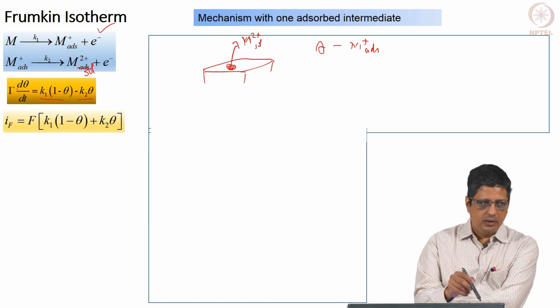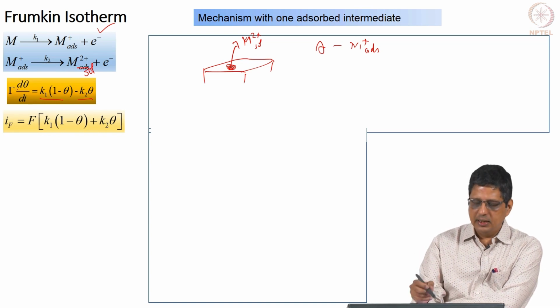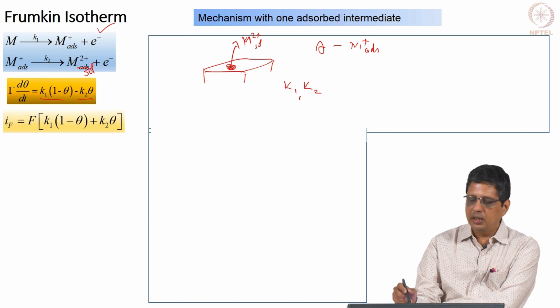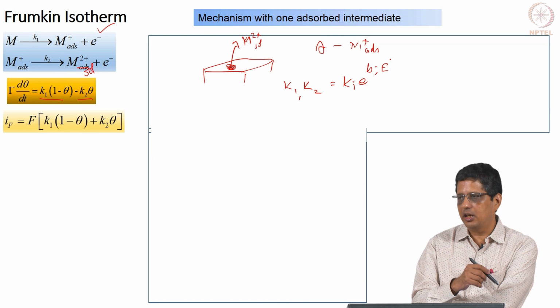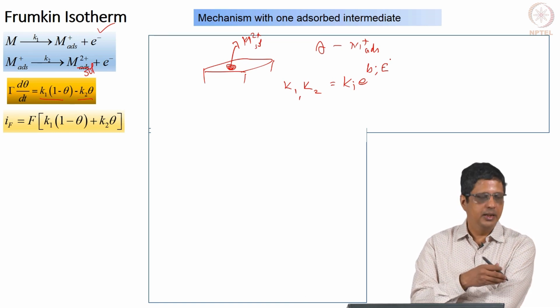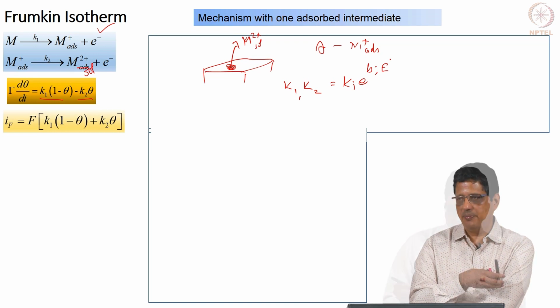Now, we had assumed earlier that K1, K2 and so on are dependent on potential, and otherwise they are not dependent on surface coverage or anything. That is the reason we can apply the Langmuir isotherm model.